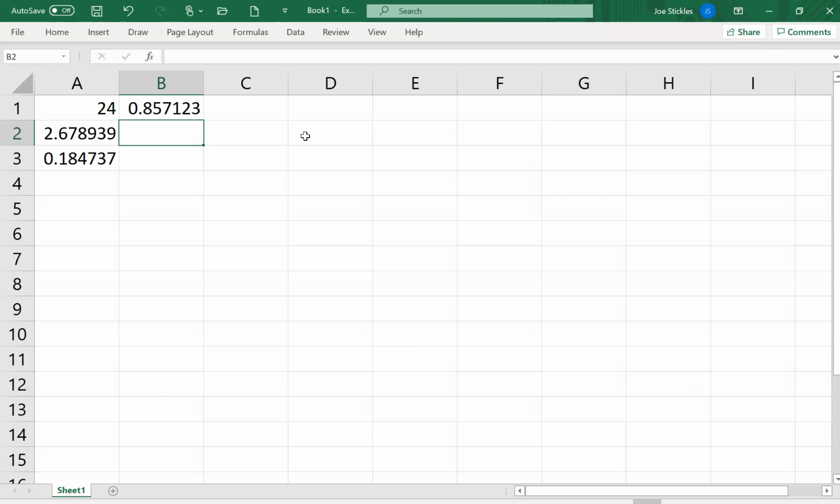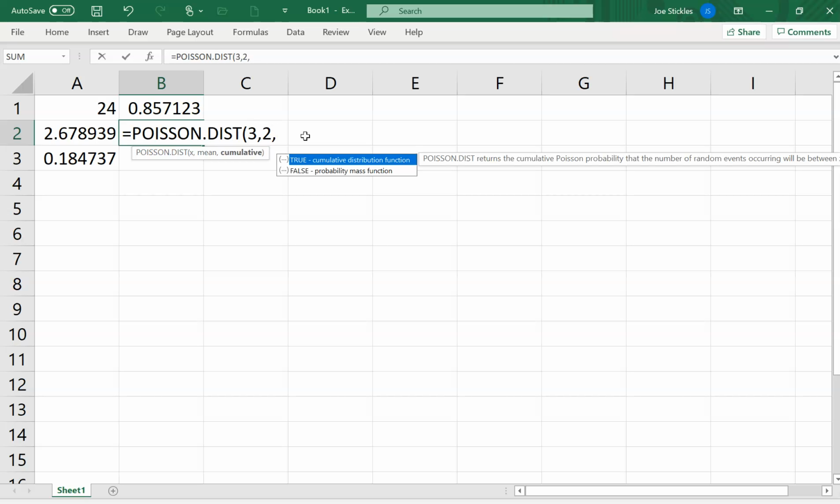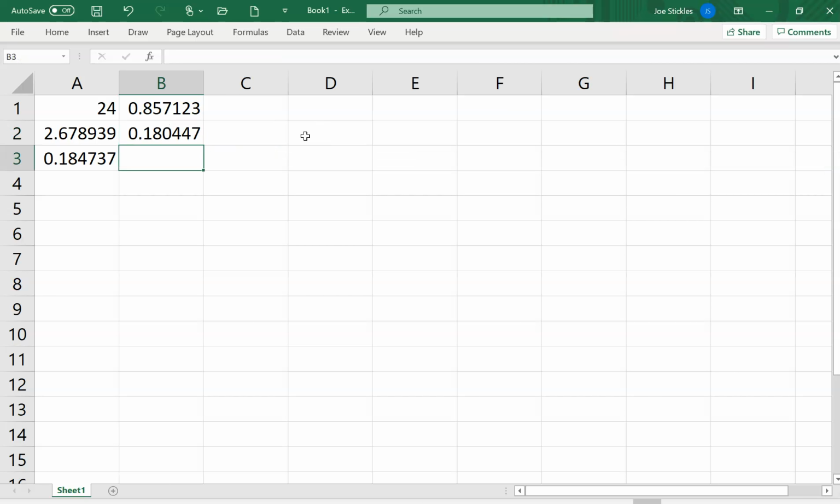Yeah, if you wanted it just at 3, you would do the same type of thing to type in. You would just put the 2 and 3. Sorry, I did that backwards. 3 and 2. And then say false. And that would give you that it is exactly 3. Yeah, that was exactly 3, right.